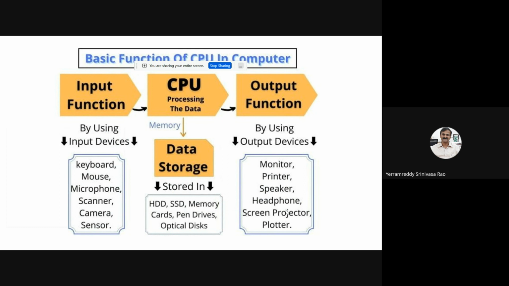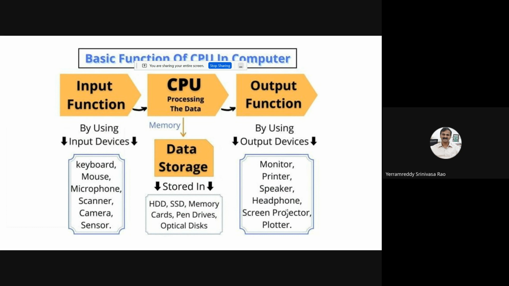By using these devices, the external world information we feed to the system. That means the data. But the data is not small. The data, we cannot store it inside the CPU. So we have a separate device called data storage. The data storage is also of different types. Some data is permanently stored. Some data is temporarily stored.